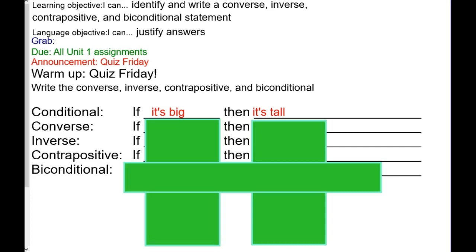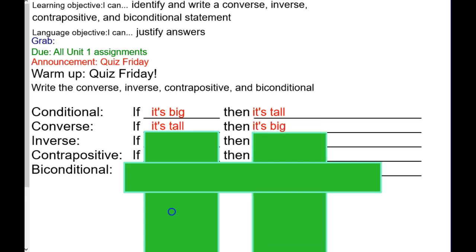So we said conditional is the original if-then statement, right? And everyone's listening? Okay, so if-then is conditional, and converse does what? Switch. So that means the tall goes to the front, the big goes to the end. So now my converse is if it's tall, then it's big.